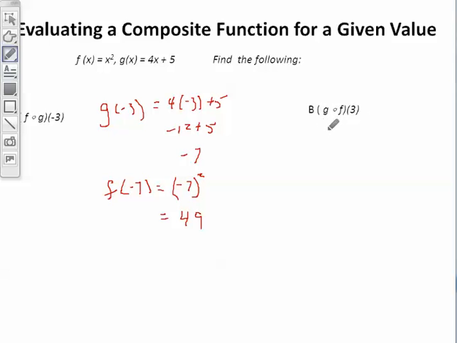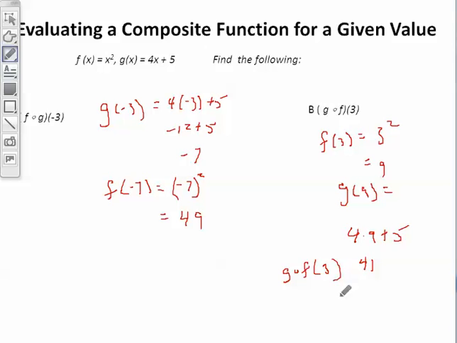Let's find this one over here. F of 3 is going to be equal to 3 squared, which is equal to 9. So that means I'm finding g of 9, which is going to be equal to 4 times 9 plus 5. Well, 4 times 9 is 36 plus 5 is 41. And that will be equal to g of f of 3. And this one was equal to f of g of negative 3. That is the way you find the composition.